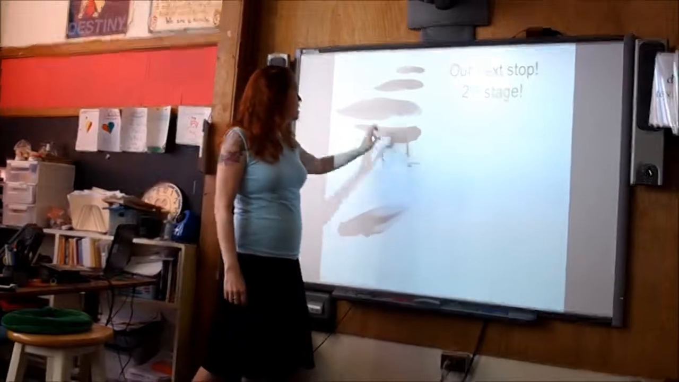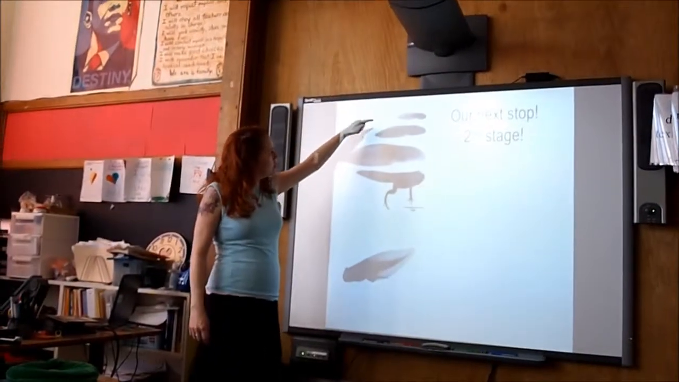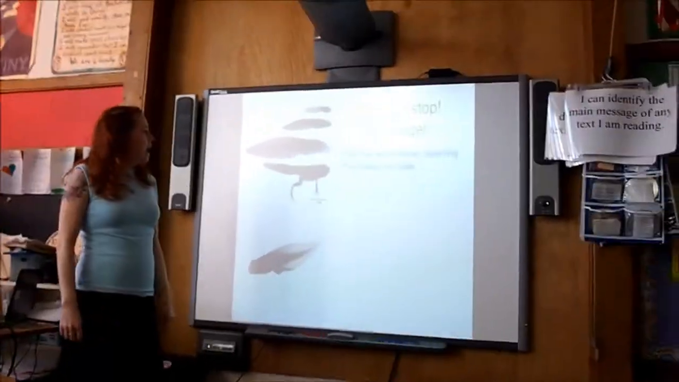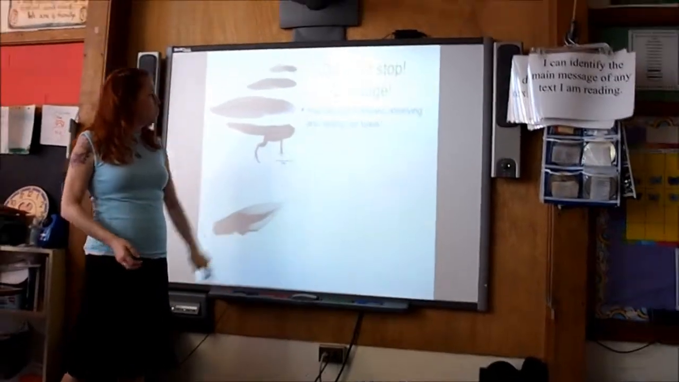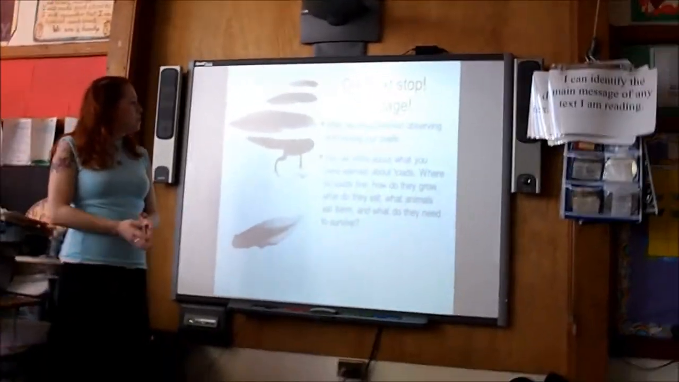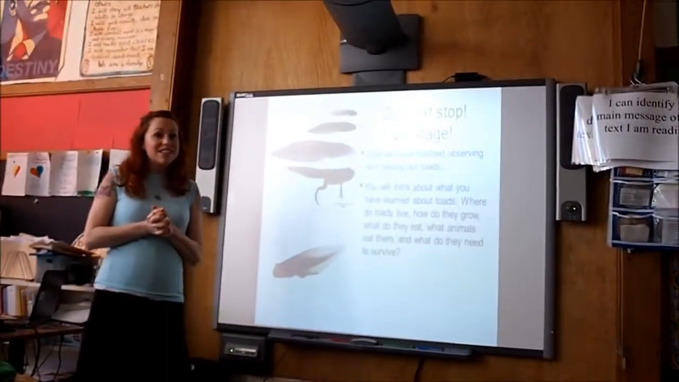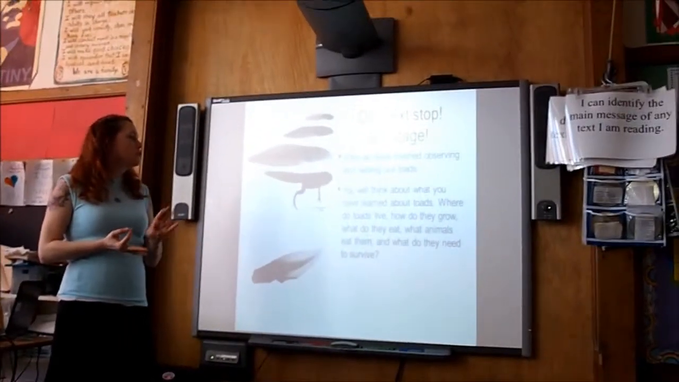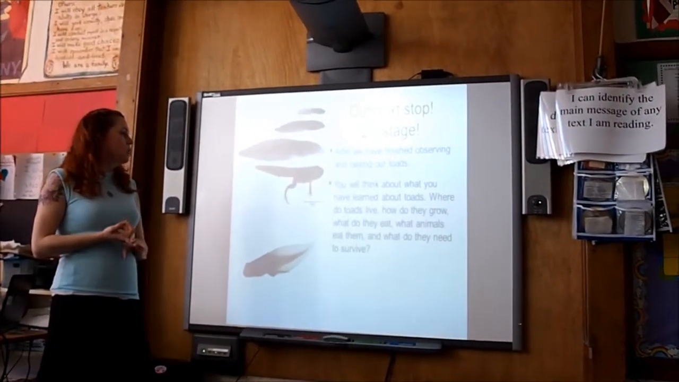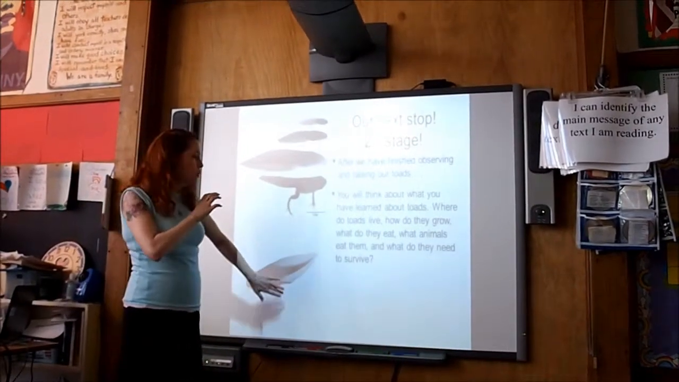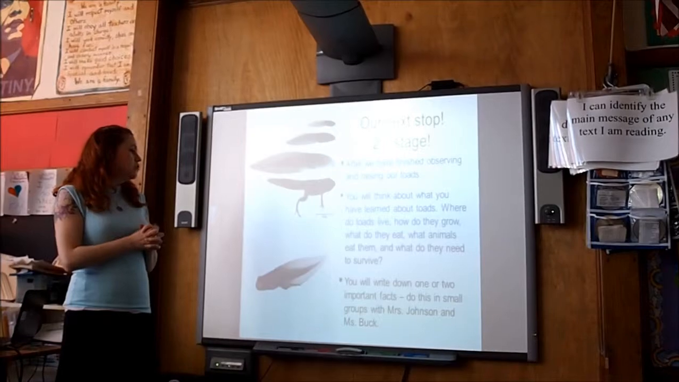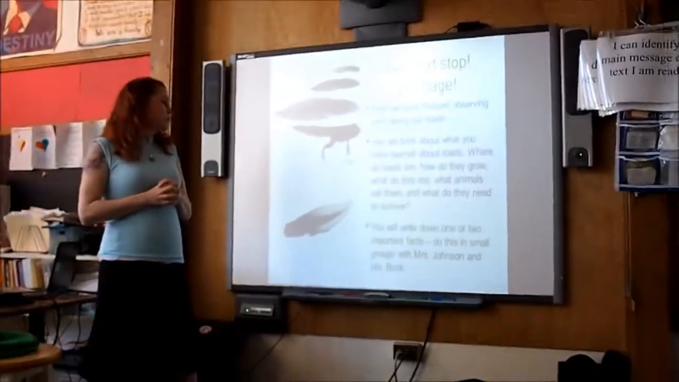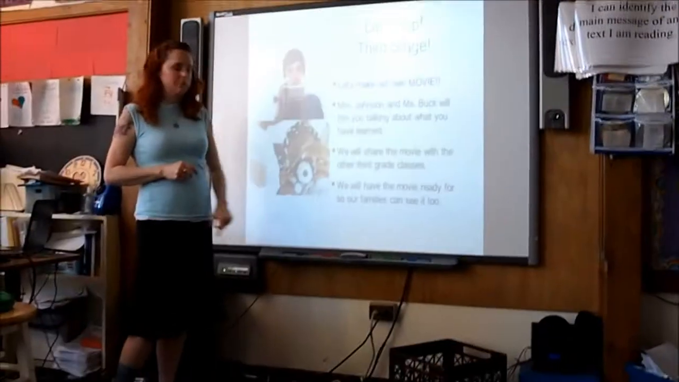Our next stop, our second stage. These are the little tadpoles. I thought they were kind of cute, so I put them in there. After we are finished observing and raising our toads, you will think about what you have learned about toads. Now this is the exciting part because you're going to copy Miss Buck. Where do toads live? How do they grow? What do they eat? What animals eat them? And what do they need to survive? We're going to learn about all those things, and you will need to write down 1 or 2 important facts. You guys are actually going to write 3 today. And do this in a small group with Mrs. Johnson and Miss Buck.